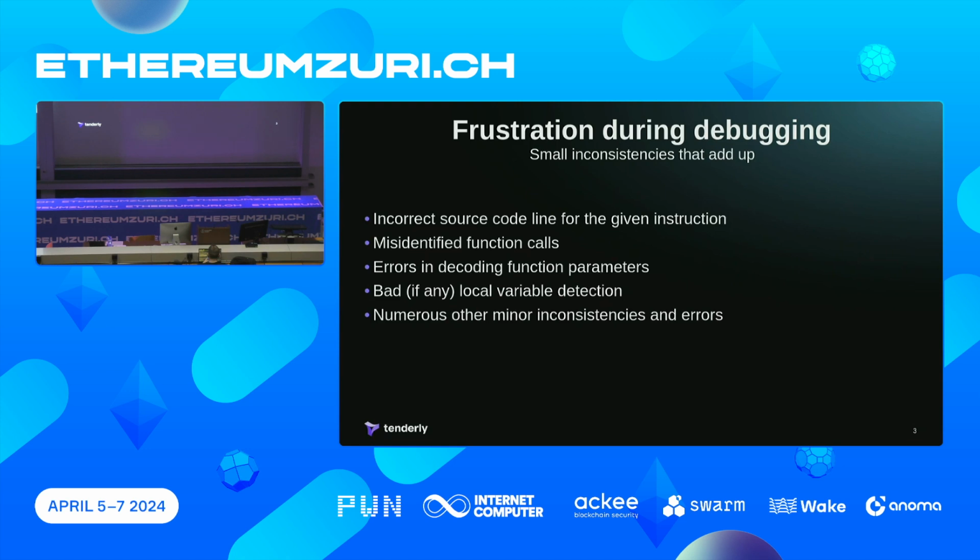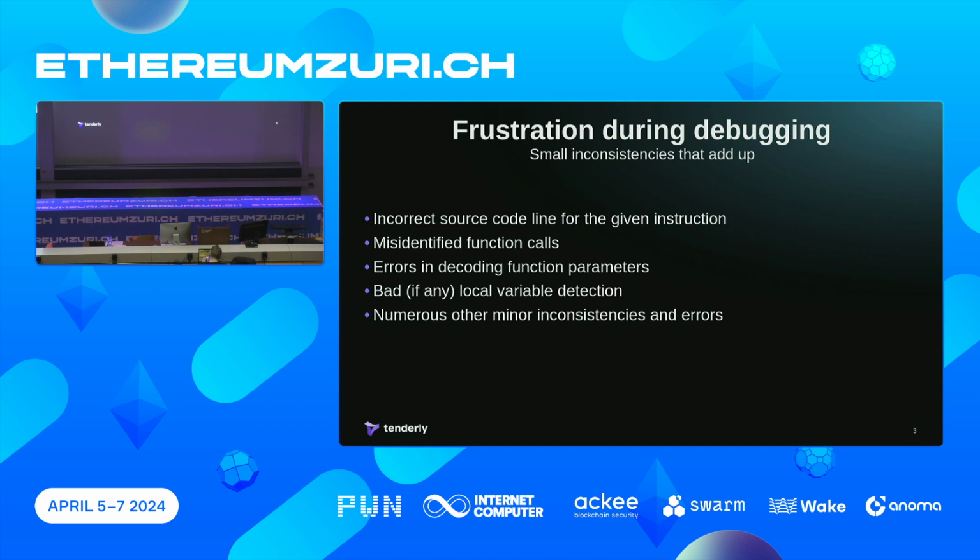Error in decoding function parameters. This is something that quite often occurs. It's usually hard for debuggers to pinpoint where the value of some parameter is. Is it on the stack? Is it in memory? Is it in storage, etc.? And this is even harder for some of the more complex structures in Solidity or Vyper.